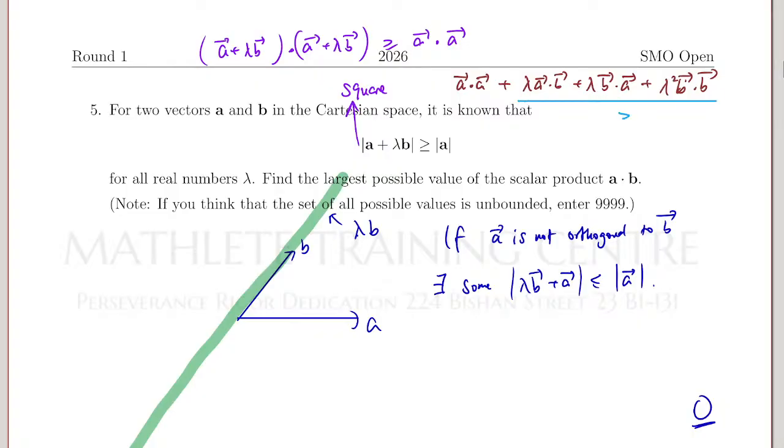Now, if this here is at least 0, we can ask what happens if this is not 0? If this is not 0, you can choose the value of lambda. Actually, the B vector is fixed. So what does this mean? That the dot product must be at least 0.